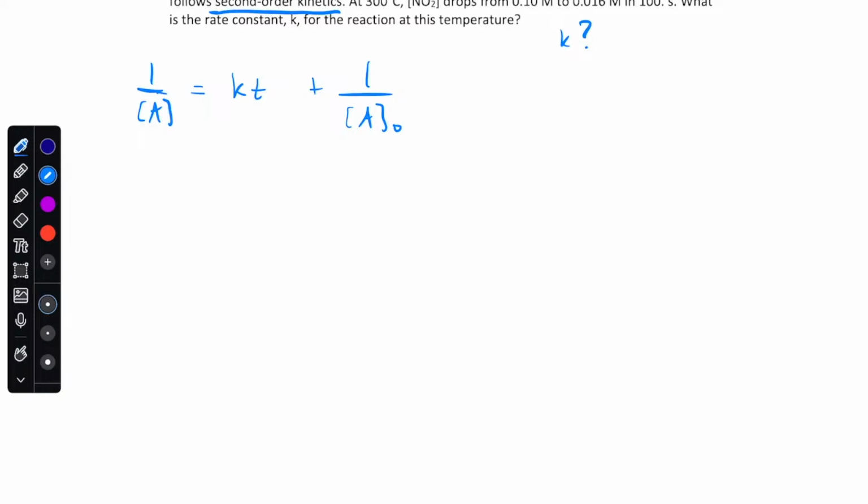Yeah, we didn't change anything on that. So it's the same one you should be used to. So just make sure that you can identify the right one. This is the right one for second order. And we are asked to find K.